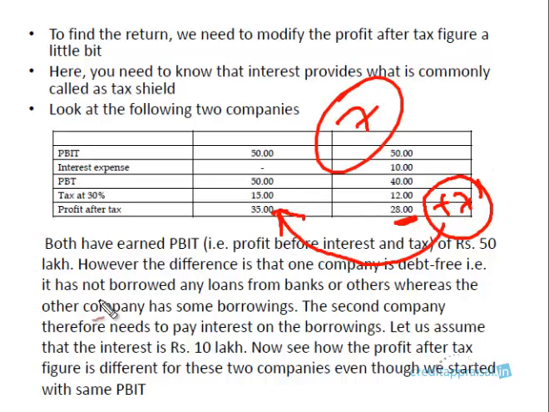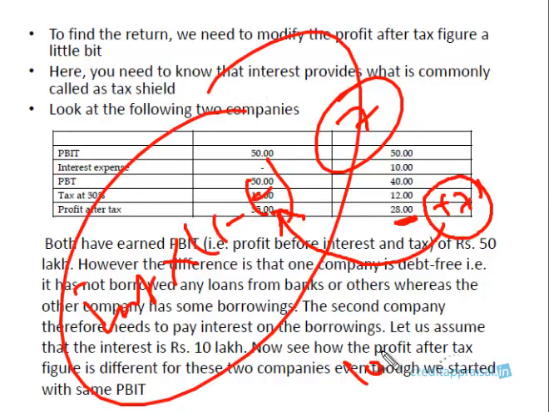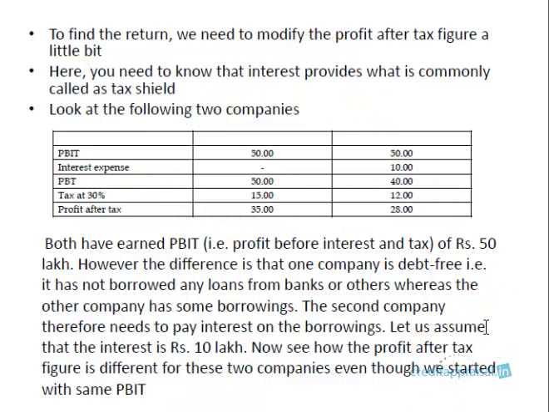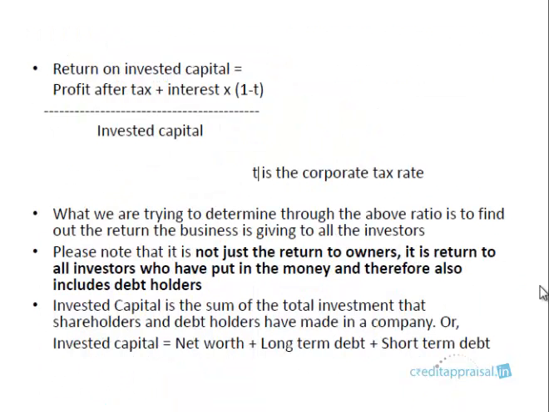So what is that 7? That 7 is nothing but interest times 1 minus tax rate. For this company it is 10 into 1 minus the tax rate of 30%, so we are going to get that 7. For every company we are going to do this, and that is how this formula comes. So return on invested capital is profit after tax plus interest times 1 minus T, divided by invested capital.